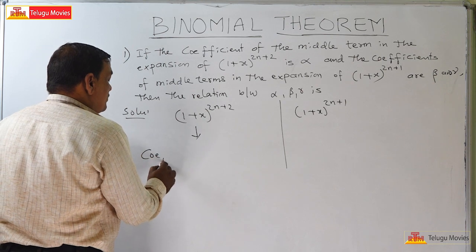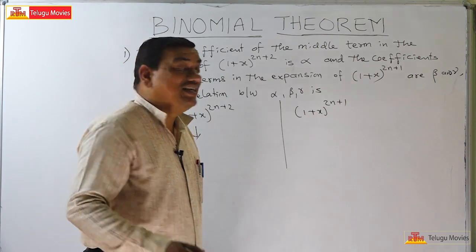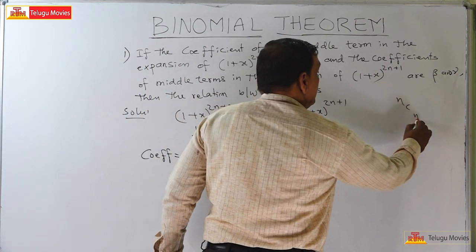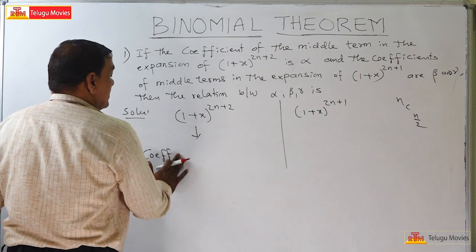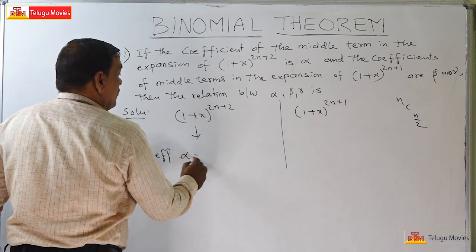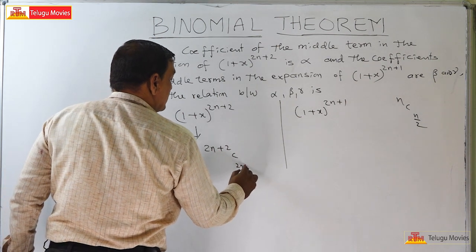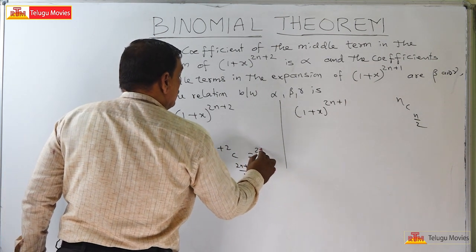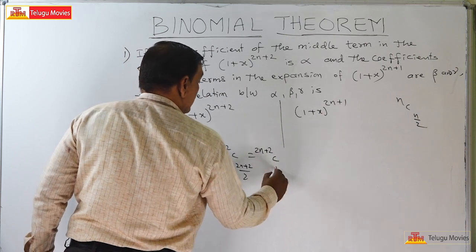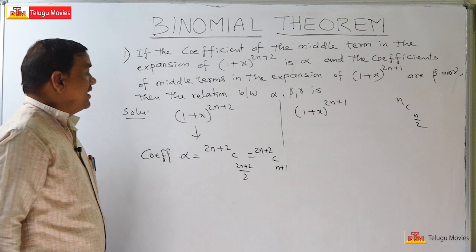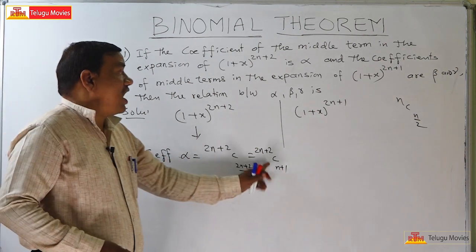So what is the coefficient we have? Already I explained just now the concept, nCn/2. Understand? So here also the coefficient is given as alpha. Alpha is given as (2n+2)C(2n+2)/2, that is (2n+2)C(n+1). So that is the alpha value.